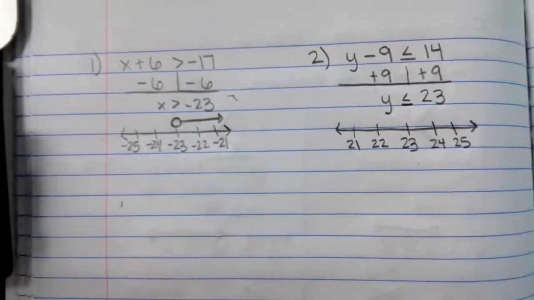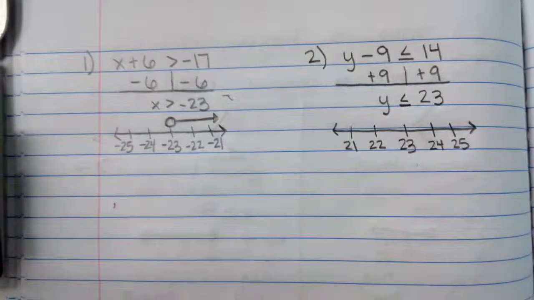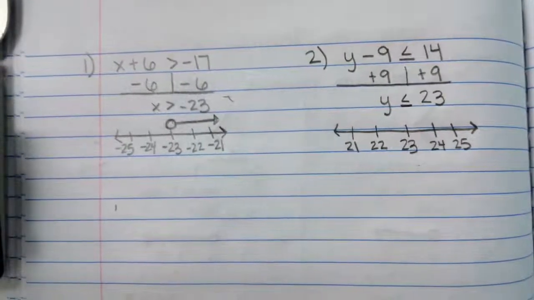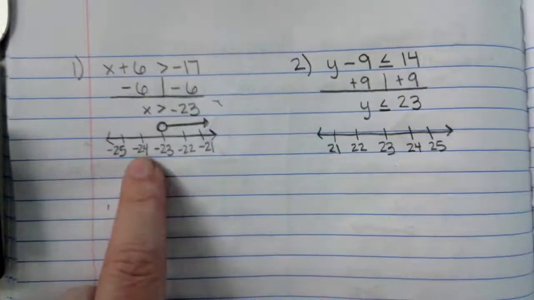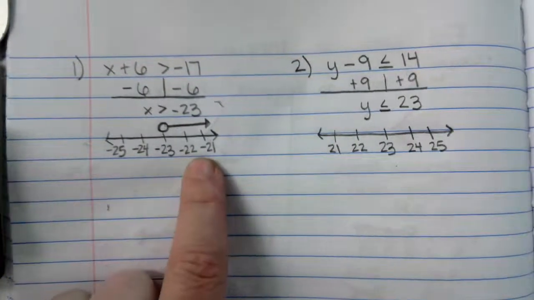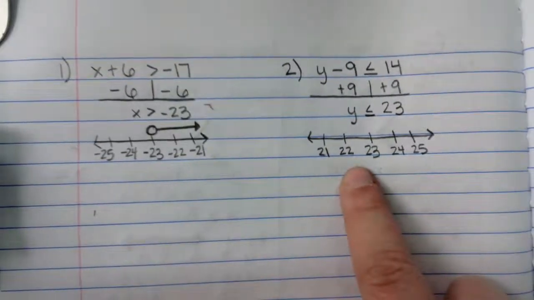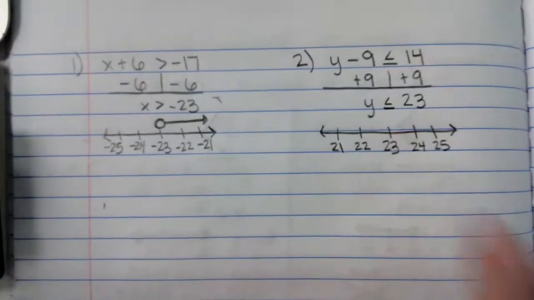What do you notice about our two number lines for 1 and 2? Yeah, they're flipped. So this went 25, 24, 23, negative 22, negative 21. This goes 21, 22, 23, 24, 25. So they're going in the opposite directions, almost. Why is that? One's negative and one's positive.